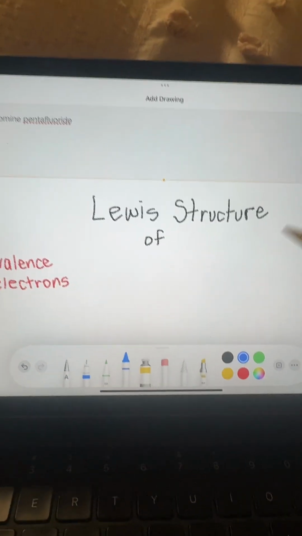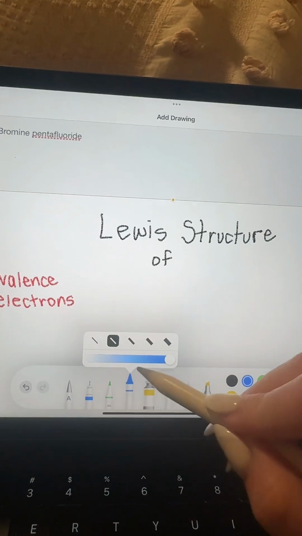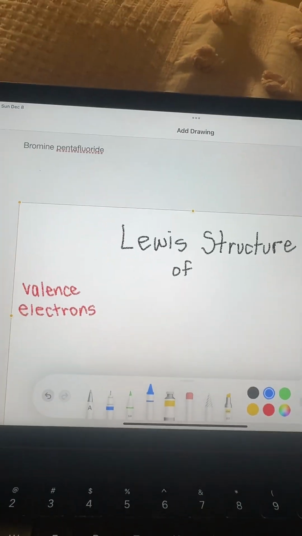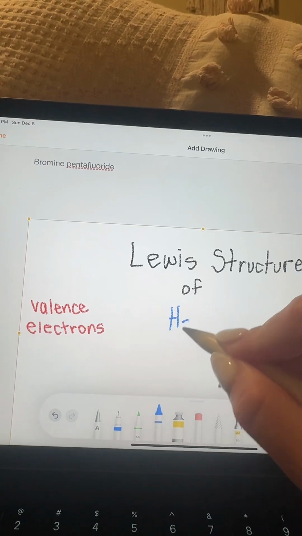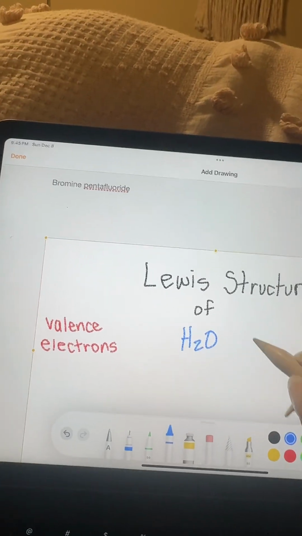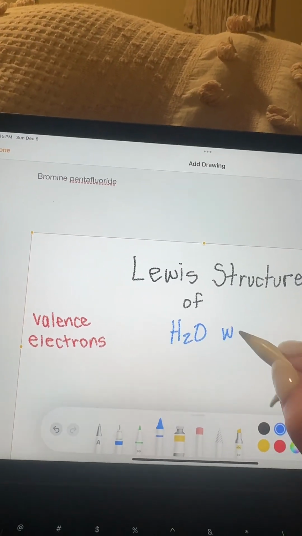Let's do a little bit more practice. So for this one, we are going to do the Lewis structure of H2O, otherwise known as water.